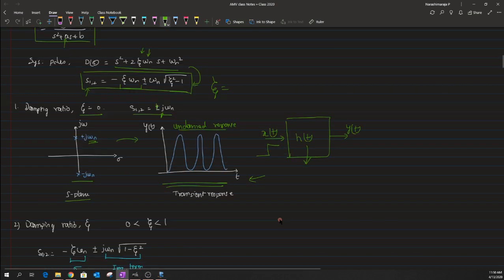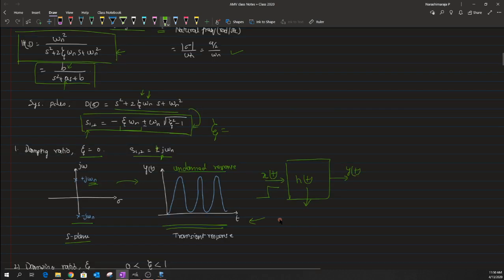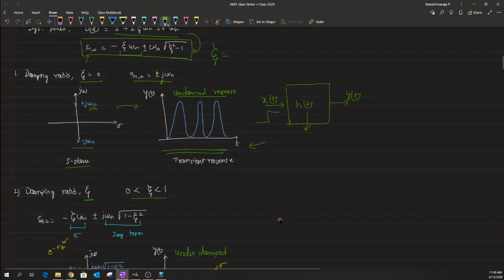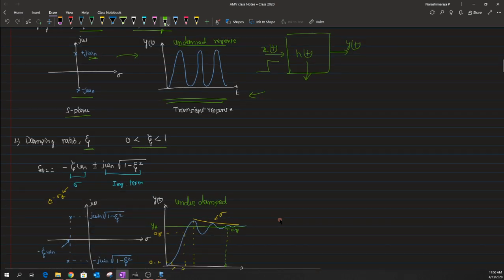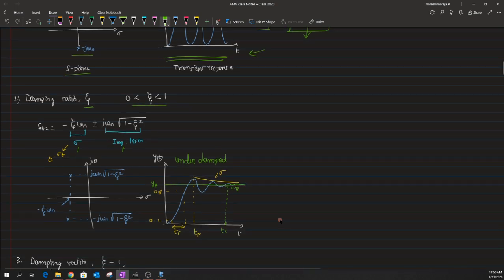Okay. And the next one is having a zeta value which is greater than 0 and less than 1. When we use this particular value of zeta in the roots of this polynomial, we end up having complex conjugate poles. In that case, we have both the real part as well as the imaginary part, and when we plot this on the S plane, we can see that it has a real part as well as an imaginary part.